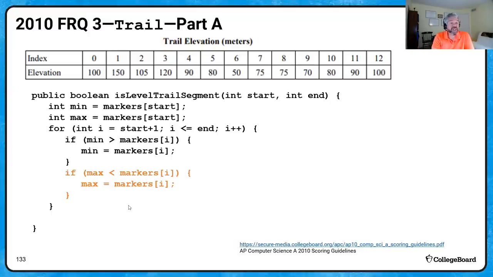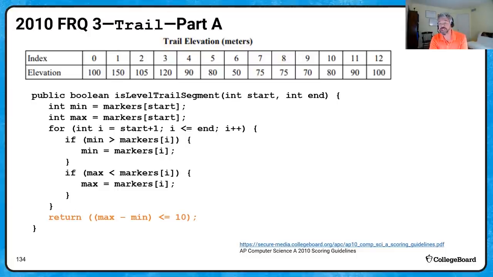And once I've gone through the entire traversal from my starting point to my ending point, and I've determined which one is the minimum and which one is the maximum, the last step is just to return either true or false, depending on whether the difference between max and min is less than or equal to 10. If the difference between max and min is less than or equal to 10, we get a true result, which gets returned. If it's not less than or equal to 10, that becomes false, and we return false. So there is our solution to part A.